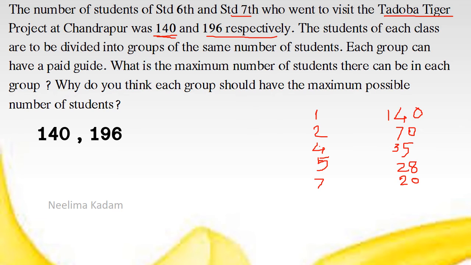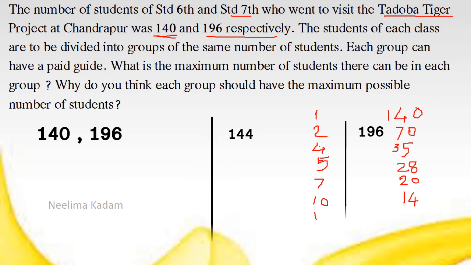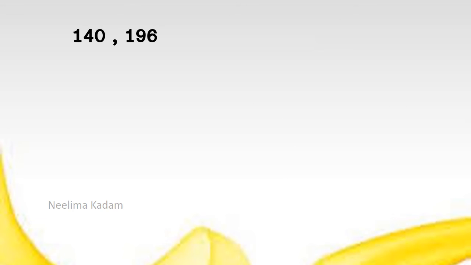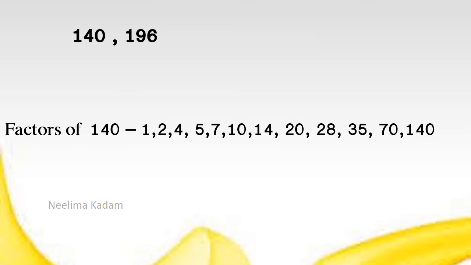no. Next, 10 and 14, then 12, not possible. Now see here, 14 and 10. So see here, factors we got here. So factors of 140. Now in this way also you can find out the factors of 140 we found. So we will write the factors of 140.